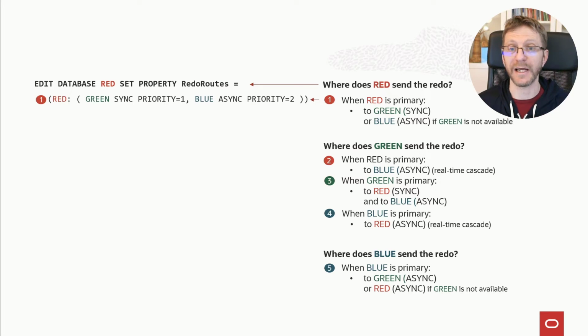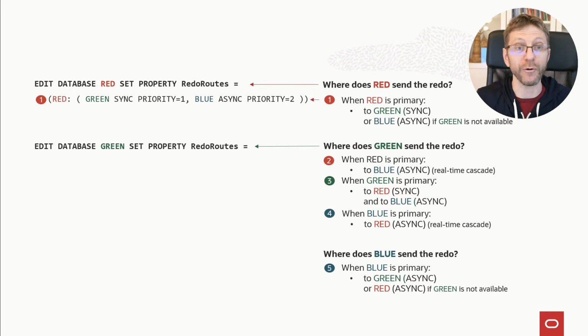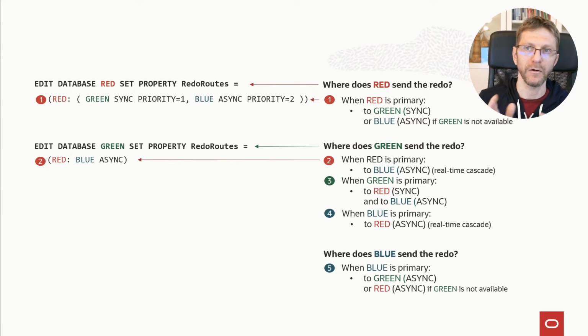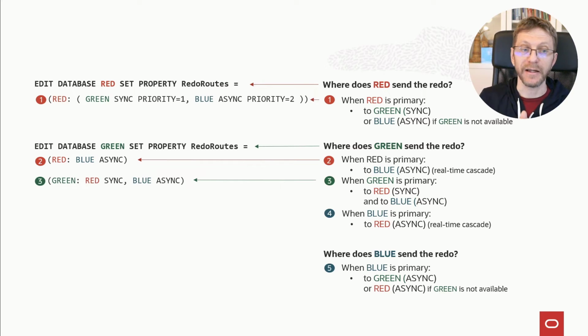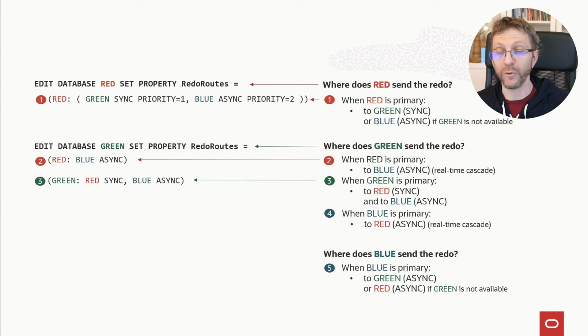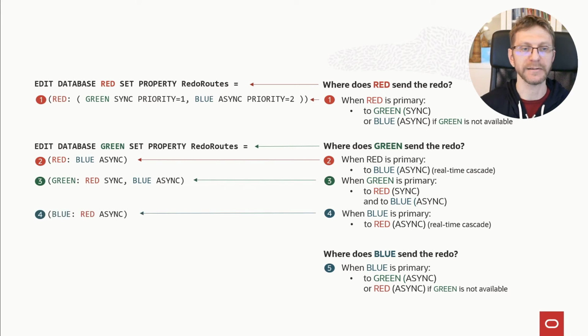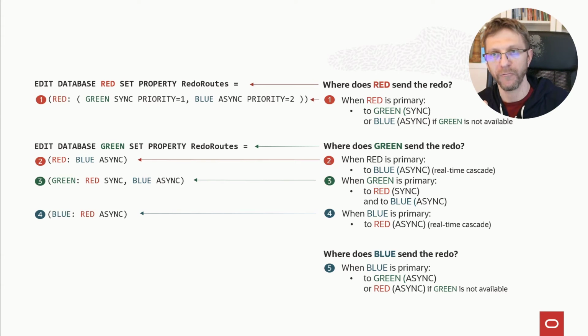And it's easy to do the same for the green database, just I will have 3 rules instead of 1. So edit database green set property redoRoutes. Red, when red is primary, send to blue asynchronously. When green itself is primary, send to red synchronously and blue asynchronously without priority, so it will send at the same time. And when blue is primary, green will send to red asynchronously. Okay. So left side of the colon, what's the primary? Right side of the colon, where to send the stream.